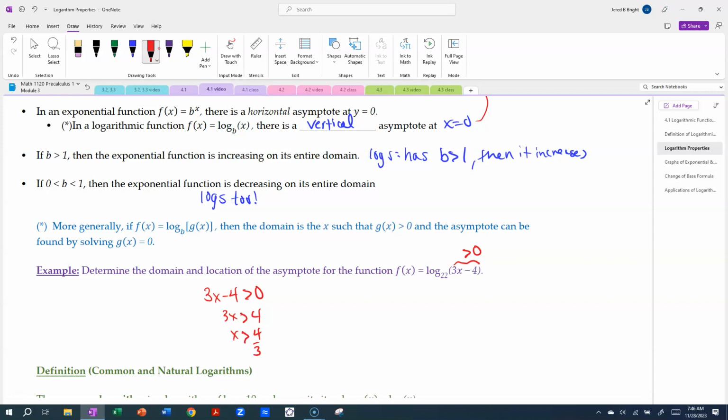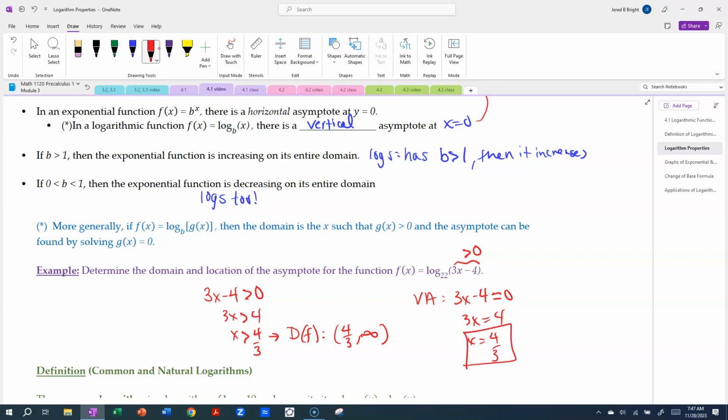That becomes my domain. Okay, so I'm going to say that the domain for function f here is going to be 4/3 with a parenthesis off to infinity. And similarly, the vertical asymptote is going to occur precisely when that input is equal to 0, or it's just the boundary of your domain. If you solve this here, you have 3x equals 4. It's pretty much the same work. x is equal to 4/3. And that would be my vertical asymptote.